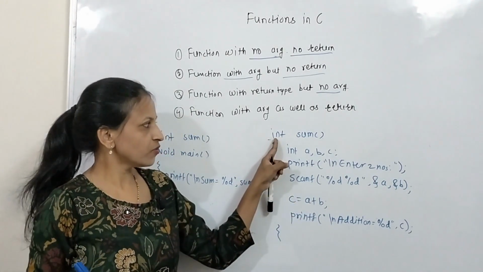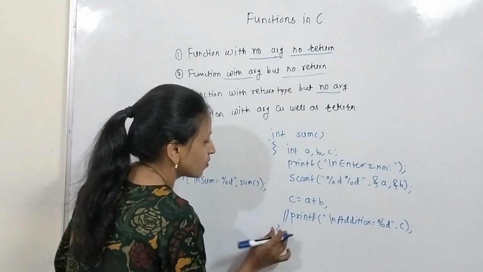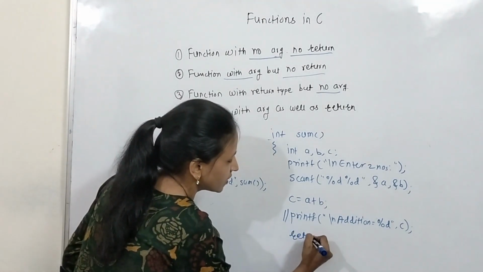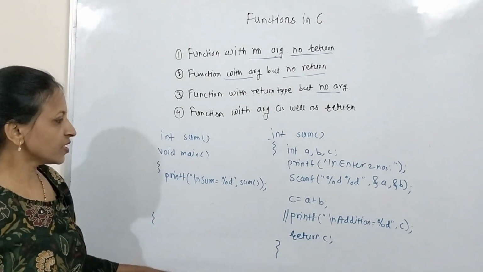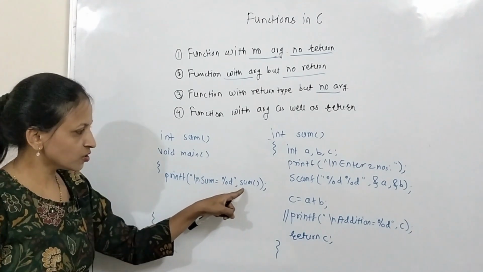Why? Because we have written int as the return type, which means we have to return that addition from this function. Here I have just placed a comment. Okay, and I will write return, whatever is calculated. Now what will happen here? Execution will start here: sum equals %d comma sum.